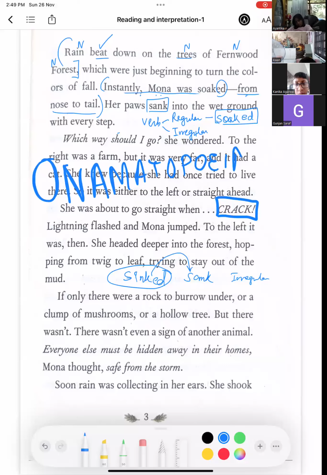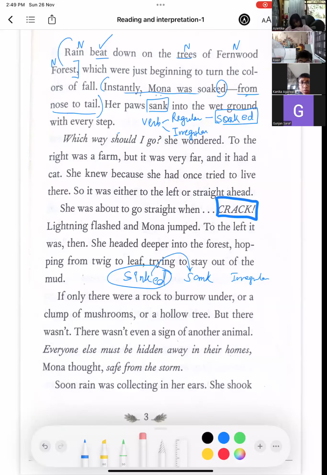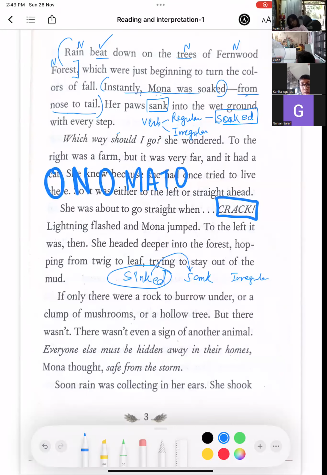my spelling is 100% wrong here. Let me see the spelling. O-N-O-M-A-T-O-P-O-E-I-A. Everybody write it in the chat box because it's important for us to know the spellings also. I'm going to write it again for you, and then everyone is going to type it in the chat box. O-N-O, ono, mat, o, onomatopoeia. The spelling is P-O-E-I-A.